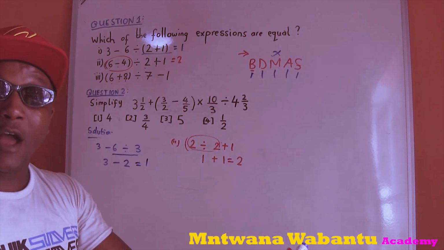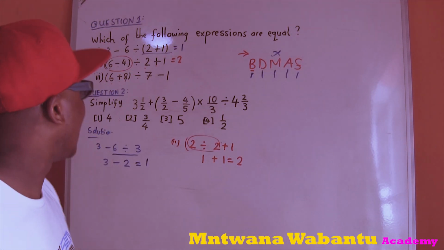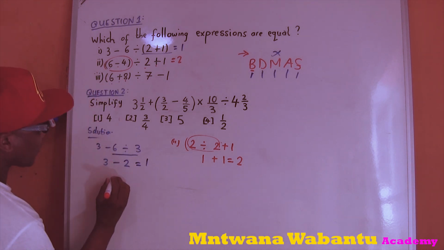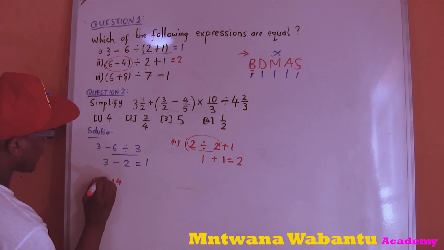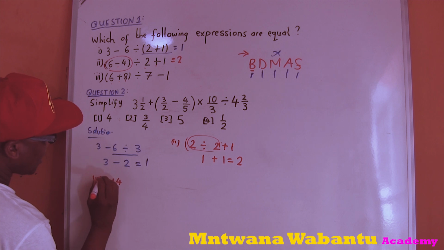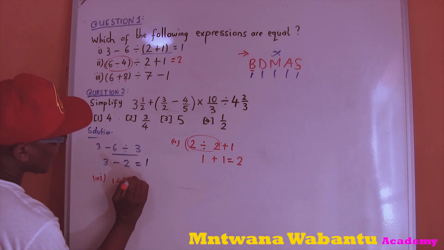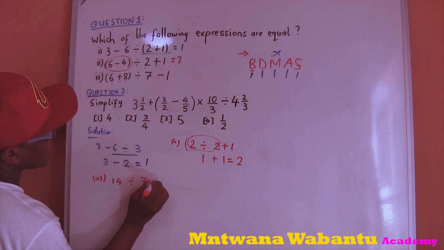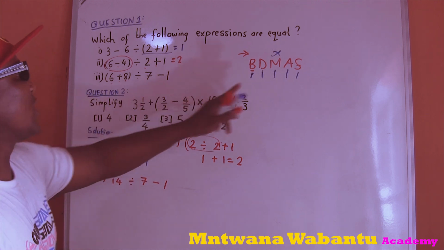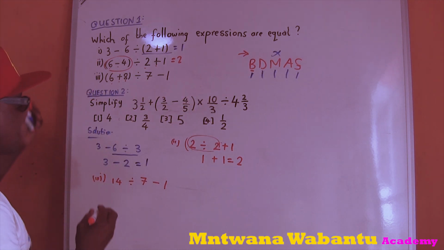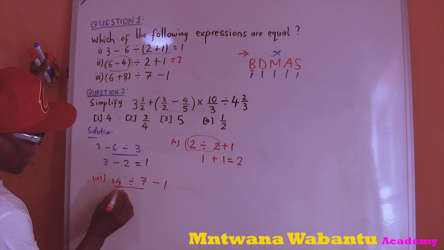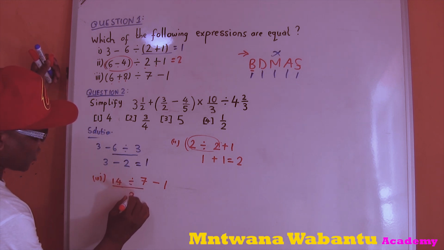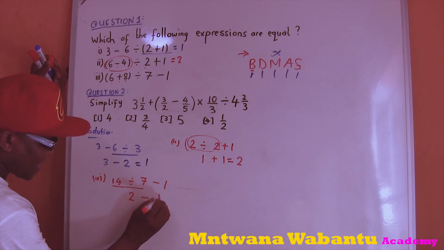Don't start the other way around, because you're going to be in trouble, okay? So now we go 6 plus 8 equal to 14. So this is the third equation. 14, and then divide by 7 minus 1. Now, do you have a division? Oh yeah, we have a division. 14 divided by 7, you get 2. And then we still have a minus, and then minus 1.